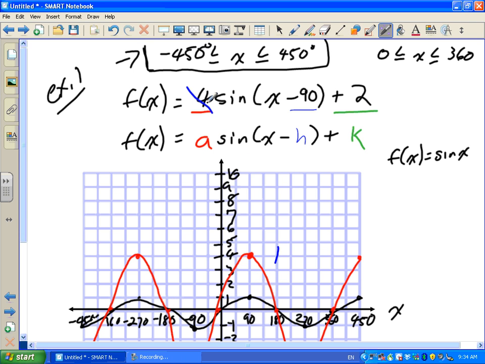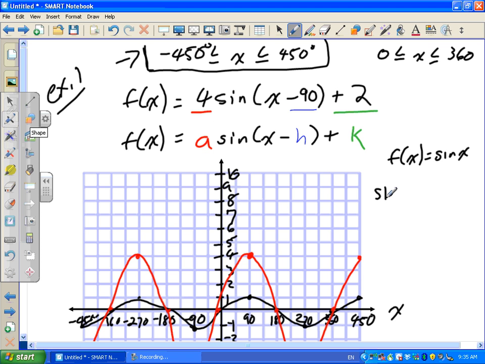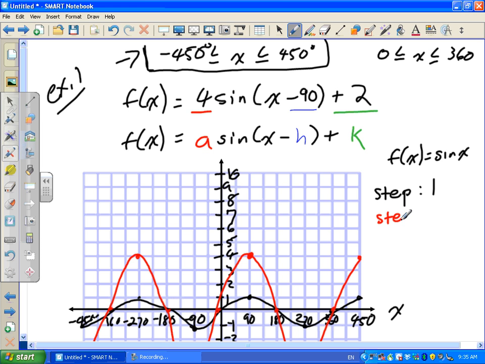Next movement, let's do K, just because it's usually a little more straightforward. K is +2, which means we're going to move the entire wave 2 units on the y-axis. So we're going to draw our new movement. Our very first movement was from black to red. Let's put that in. Step 1 was our very first one. Our step 2 was done in red.